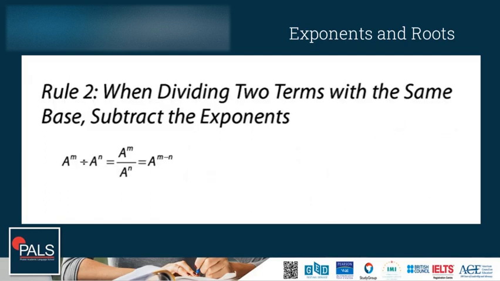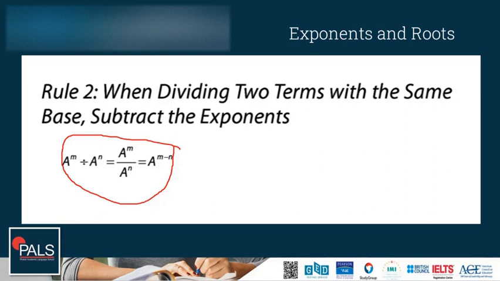Rule number 2. When dividing two terms with the same base, subtract the exponents. And here's the definition of the rule. On the GED test, you may see division written with the usual division symbol, or you may see it written as a fraction. Both of these are shown in this rule, and both mean the same thing. So a to the power of m divided by a to the power of n is the same as a to the power of m over a to the power of n. They both mean the same thing.